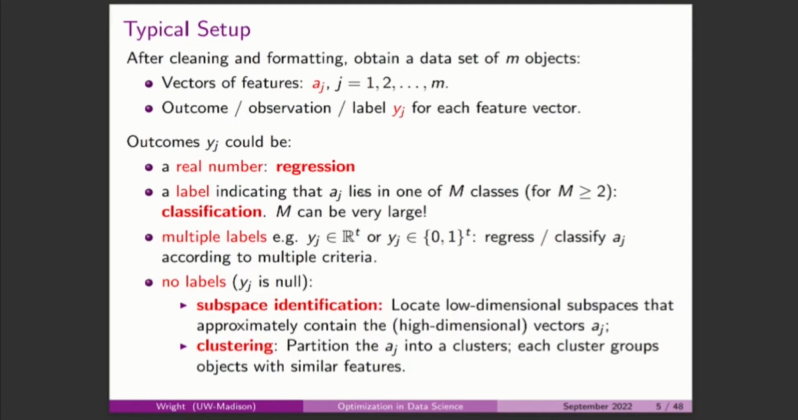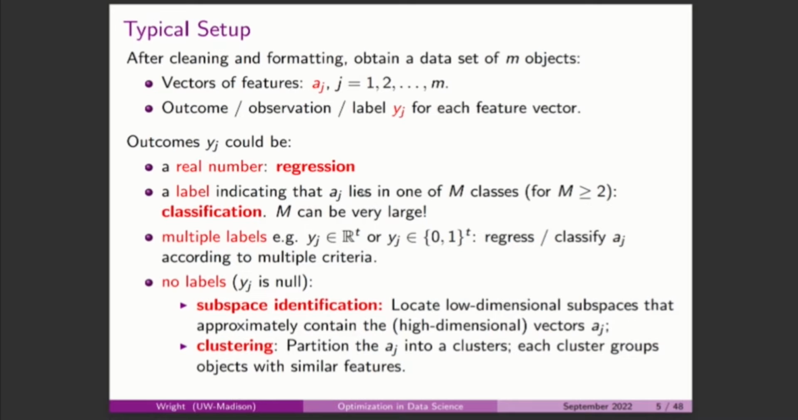It can be a real number, and then typically you've got a regression problem. It could be a label where you're trying to place the vector a_j into one of M classes, big M, and y_j tells you which class that a_j is in. You can have situations where there are multiple labels, where you want to regress against multiple criteria. And you can also have a lot of interesting problems where there are no labels, where the y_j is null.